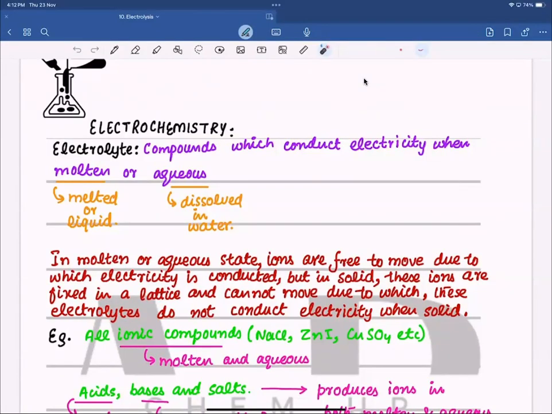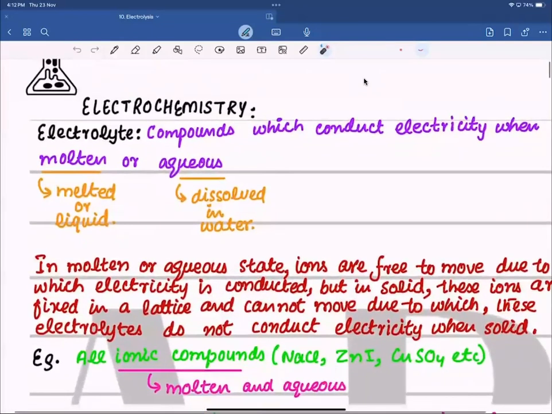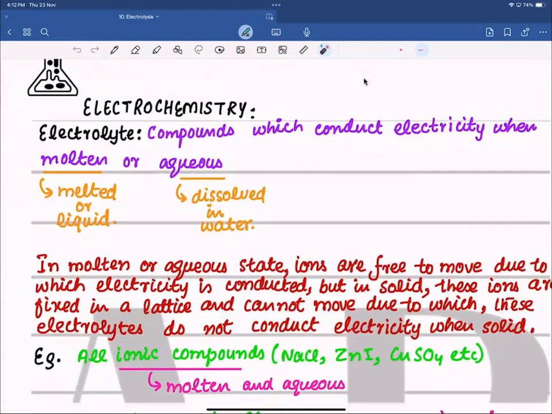So we are going to start electrochemistry. In electrochemistry, the first thing that you have to understand is about electrolytes. You have studied a little about electrolytes and ionic bonding as well. When we discussed the properties of ionic compounds, we discussed that ionic compounds are electrolytes.